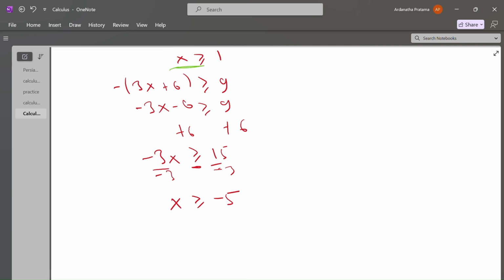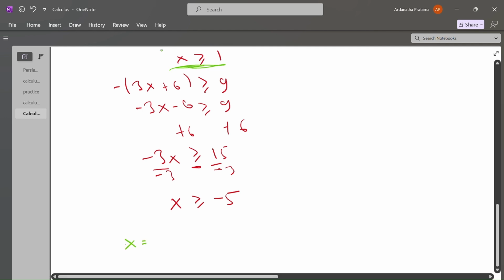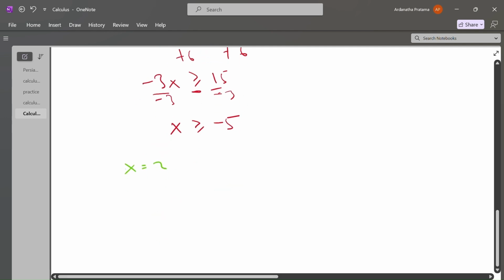Okay, let's test it out. So we will test x is greater than or equal to 1, and we start at x equals 2. So let's substitute into the absolute value of 3x plus 6, which is greater than or equal to 9. For x equals 2, we get the absolute value of 3 times 2 plus 6, so we get the absolute value of 6 plus 6, which is the absolute value of 12.